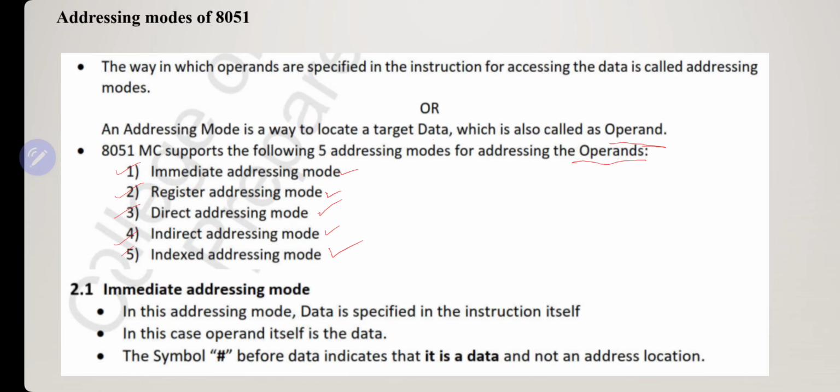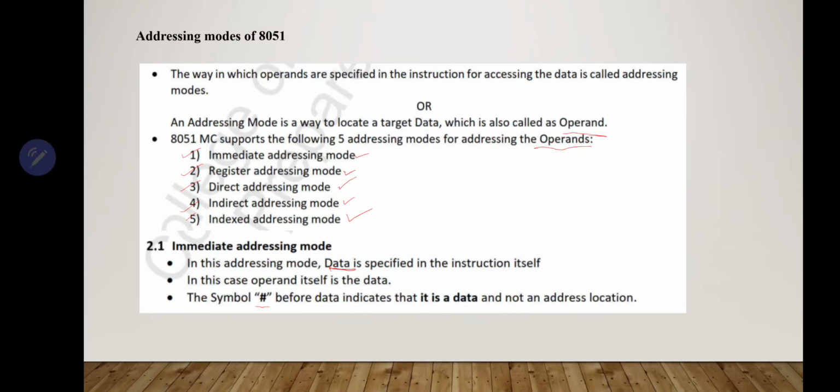From the name itself it is clear: immediate addressing mode. We want to take the data immediately, so we take the data itself. In this addressing mode, data is specified in the instruction itself. In this case, the operand itself is the data. The symbol hash before the data indicates that it is data and not an address location.